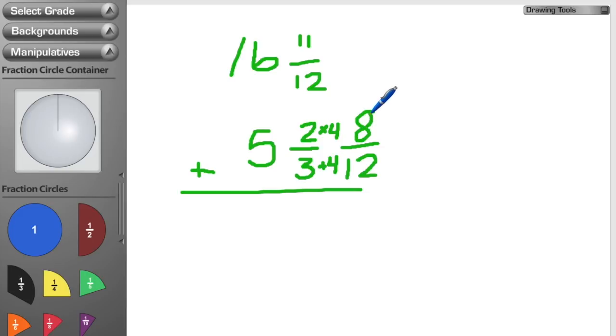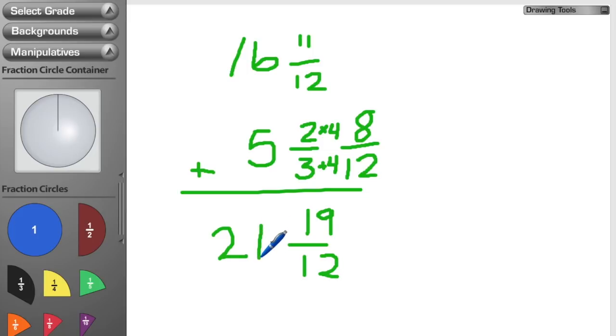Now it'll be much easier to add these up. What's 11 twelfths plus 8 twelfths? 19 twelfths. 19 twelfths. And let me add up my whole numbers. 16 plus 5 is 21.